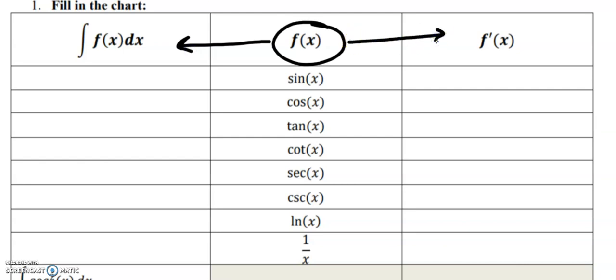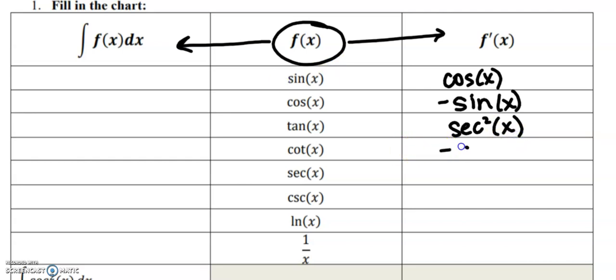So I'm going to go through and do derivatives first. I just feel always more comfortable with derivatives, I guess, in terms of my trig functions. So the derivative of sine is cosine of x. The derivative of cosine of x is negative sine of x. The derivative of tangent of x is secant squared of x.